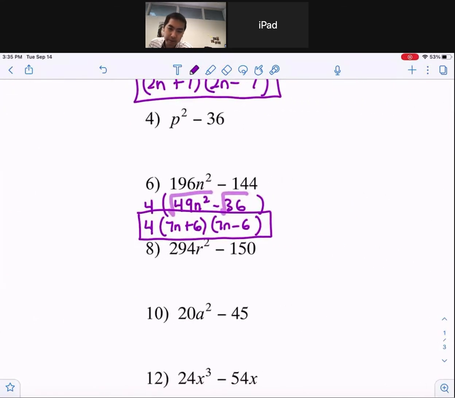8. Oh, so you can factor out, I believe, a 6. You can factor out a 6 from both. 36r squared minus 25. And if you do that, both of these then become perfect squares. So 6, square root of 36r squared is 6r. And the square root of 25 is 5.